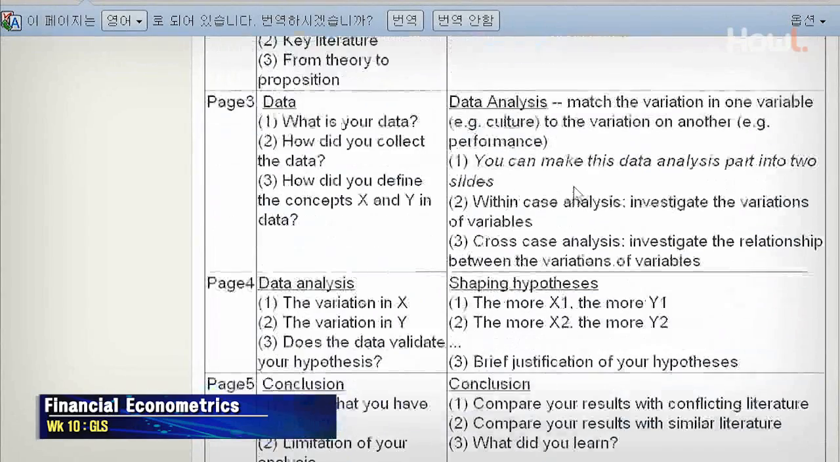Okay, conclusion is basically compare your result to conflicting results, compare your result to similar results, and what did you do? Basically, proposition becomes your investment idea. It should be relevant to your investment idea.